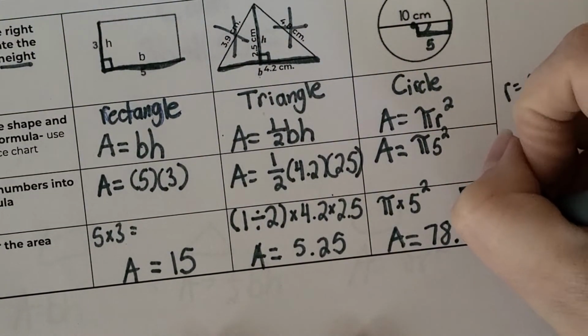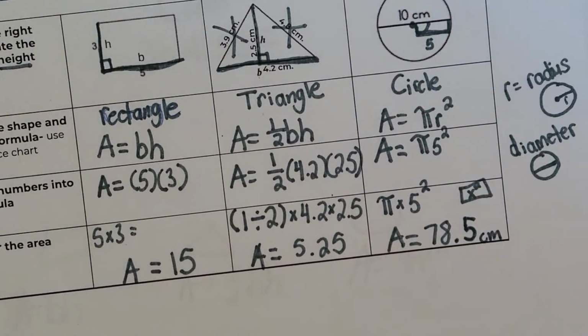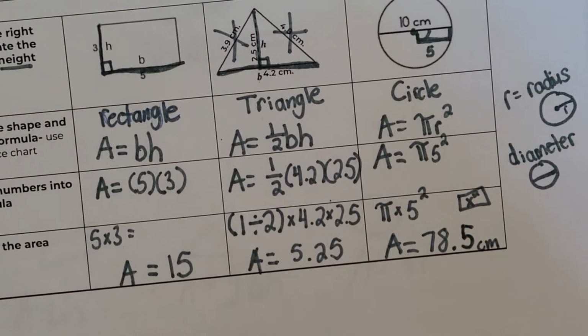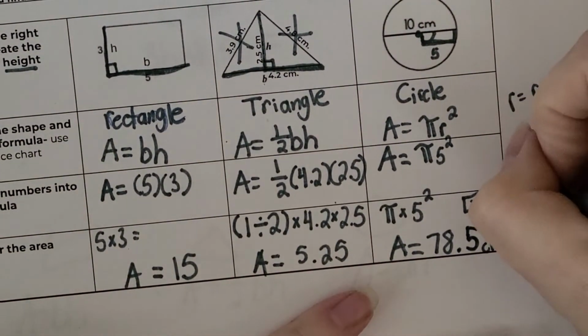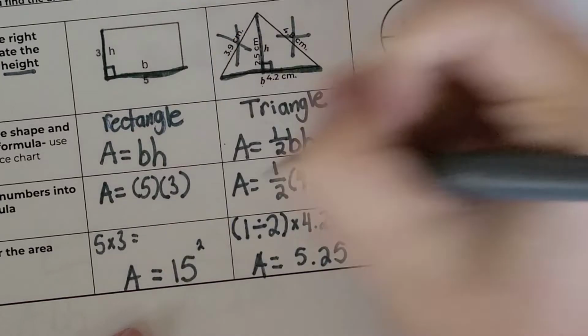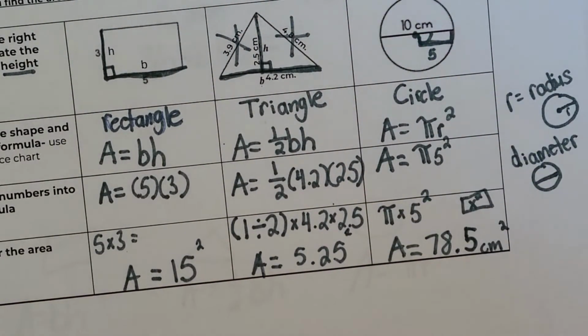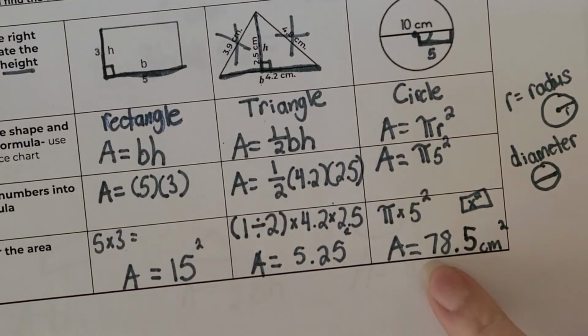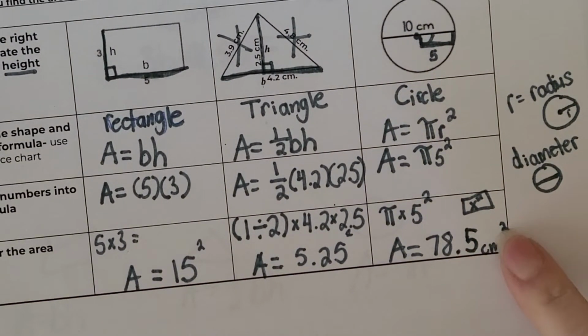Oh, unit is centimeters. Sorry. I'm in a rush. I forgot to add our units today. Okay. Centimeters squared. I apologize. I'm all over the place. When you do area, it's always units squared. Okay. So the area was 78.5 centimeters squared.